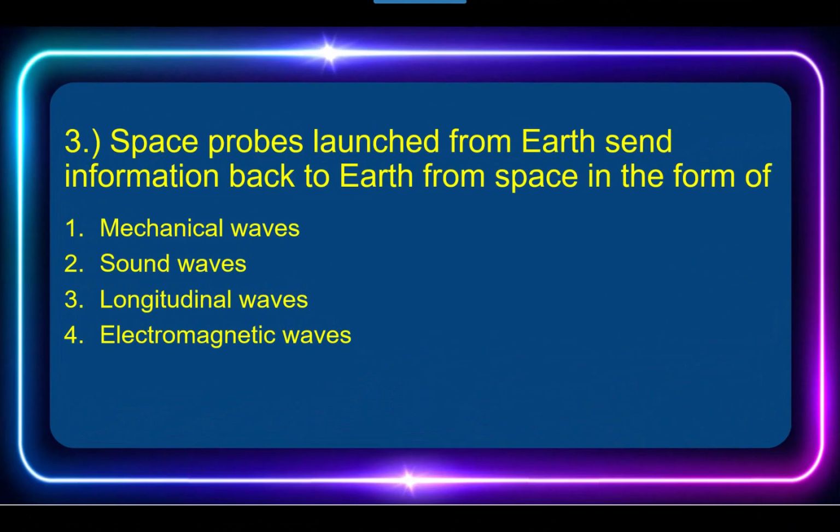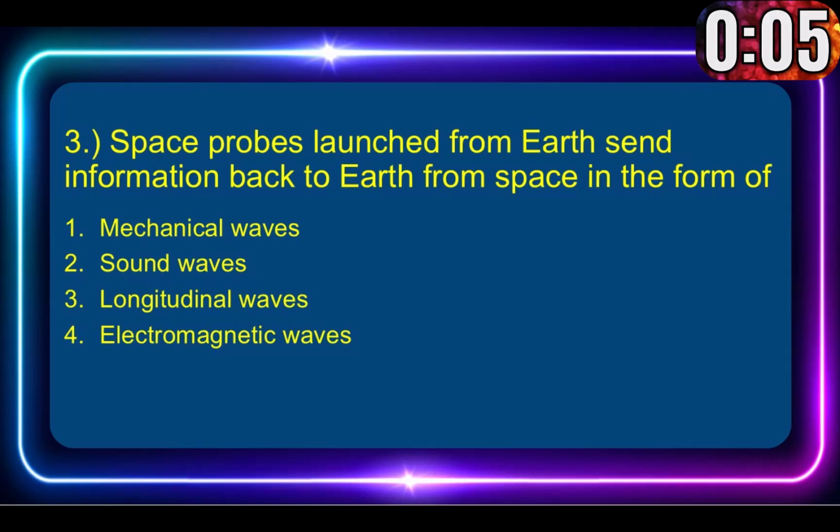Space probes launched from Earth send information back to Earth from space in the form of 1, mechanical waves, 2, sound waves, 3, longitudinal waves, or 4, electromagnetic waves. Go ahead and select your answer.